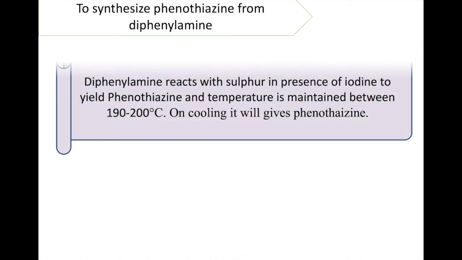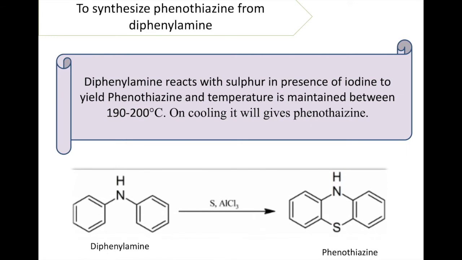Today we are going to study the synthesis of phenothiazine. Phenothiazine is prepared from diphenylamine. So here we are going to react the diphenylamine with sulfur. It reacts in the presence of iodine at 190 to 200 degrees Celsius, which gives us phenothiazine.